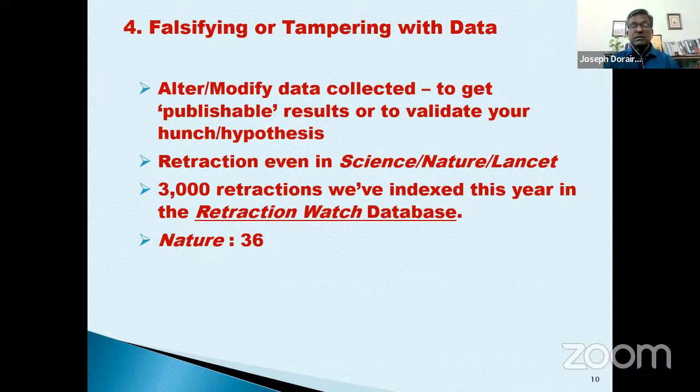Now, please remember, the world's best science journals are Science and Nature. We can include Lancet as well, which is a medical journal. This morning I Googled and found that in 2021, that is last calendar year, there have been 3,000 retractions indexed in the Retraction Watch database. Nature and Science, one from the UK, the other from the USA, are supposed to be the best journals, with the highest impact factors in the entire world. There have been 36 retractions. Why? The editor or the editorial board realized that data were falsified or tampered with.